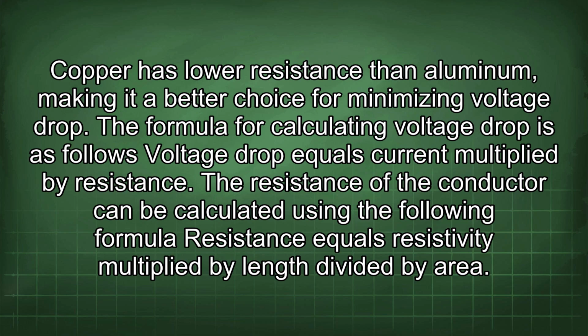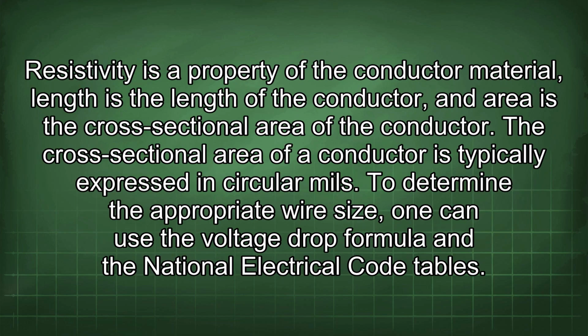The formula for calculating voltage drop is as follows: voltage drop equals current multiplied by resistance. The resistance of the conductor can be calculated using the following formula: resistance equals resistivity multiplied by length divided by area. Resistivity is a property of the conductor material, length is the length of the conductor, and area is the cross-sectional area of the conductor. The cross-sectional area of a conductor is typically expressed in circular mils.